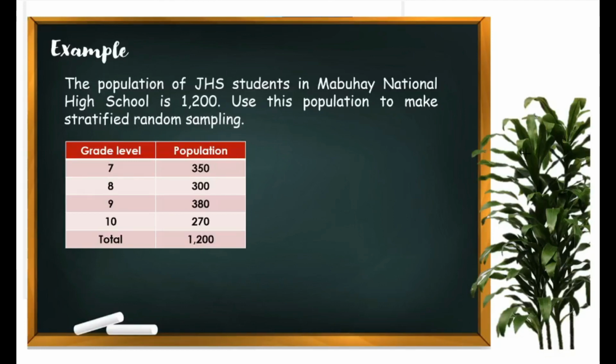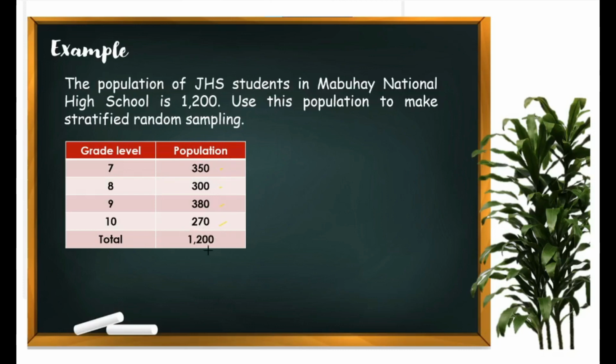Let me read the problem. The population of junior high school students in Mabuhay National High School is 1,200. Use this population to make stratified random sampling. Given naman sa ating strata or grade level, ang bawat population natin. So meron tayong 350, 300, 380, 270, and 1,200.